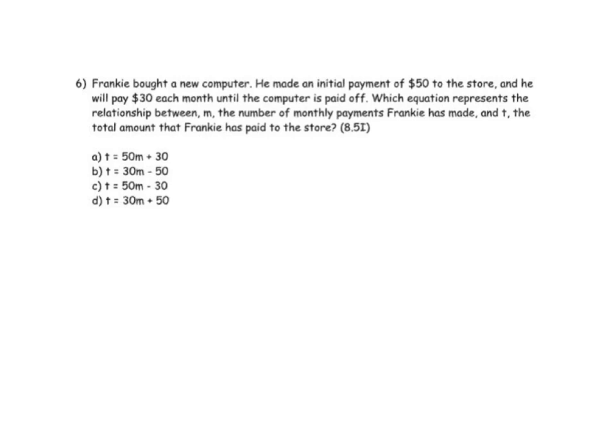Number 6. Frankie bought a new computer. He made an initial payment of $50 to the store, and he will pay $30 each month until the computer is paid off. Which equation represents the relationship between M, the number of monthly payments Frankie has made, and T, the total amount that Frankie has paid to the store? A. T equals 50M plus 30. B. T equals 30M minus 50. C. T equals 50M minus 30. D. T equals 30M plus 50.